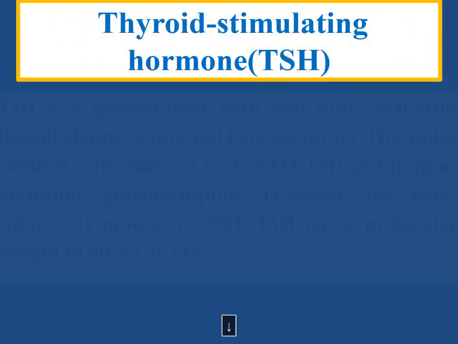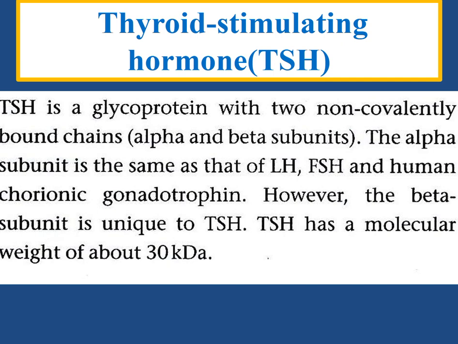Thyroid-stimulating hormone, TSH. TSH is a glycoprotein with two non-covalently bound chains, alpha and beta subunits. The alpha subunit is the same as that of LH, FSH, and human chorionic gonadotropin. However, the beta subunit is unique to TSH, and TSH has a molecular weight of about 30 kilodaltons.